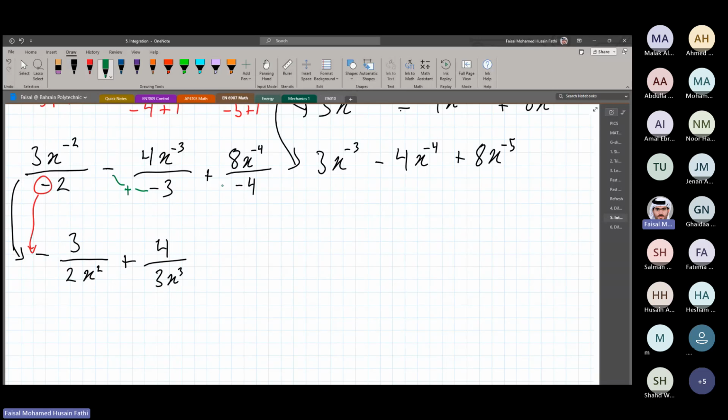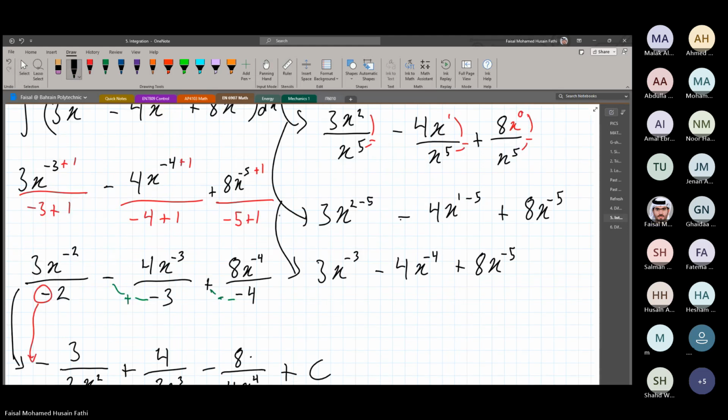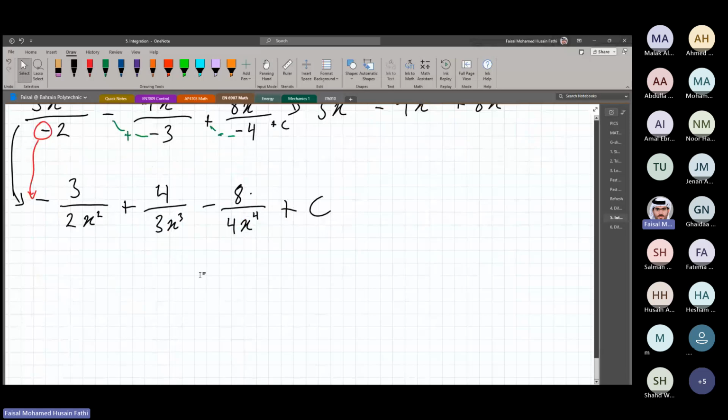Again, here we have plus and minus, so it becomes minus. So plus and minus becomes minus. And then minus 8 over 4x^4. And that's it. Plus c, of course. So we have to have plus c, and this is your final answer.